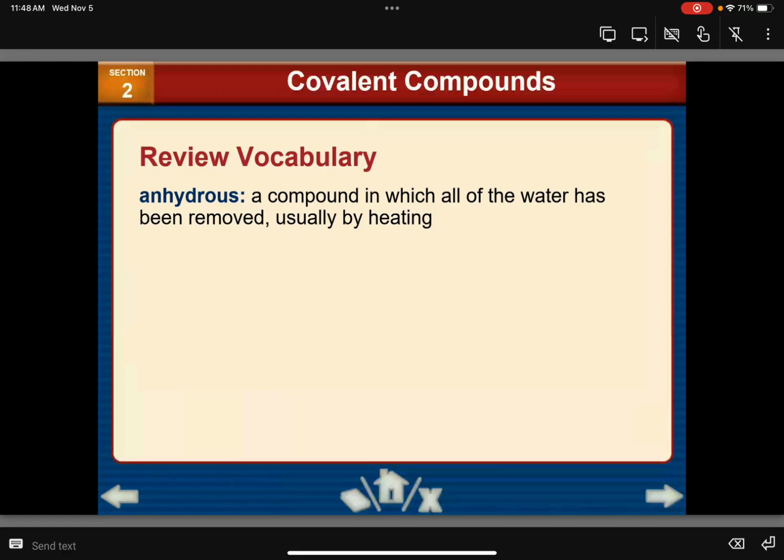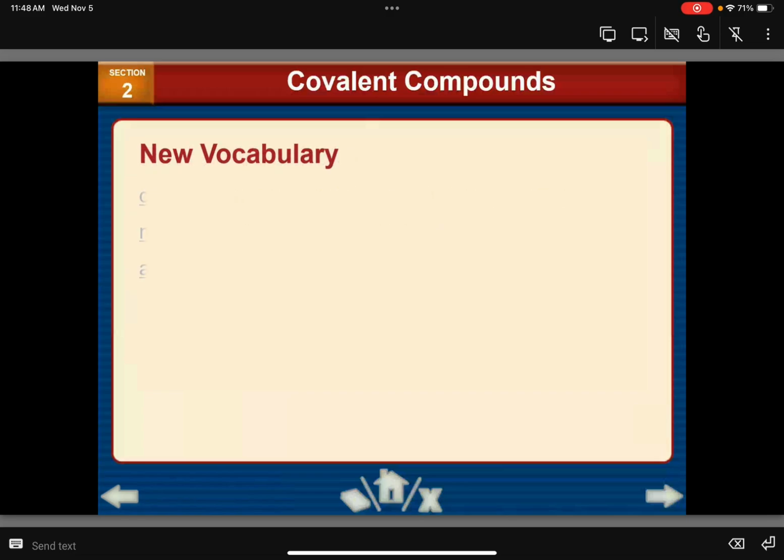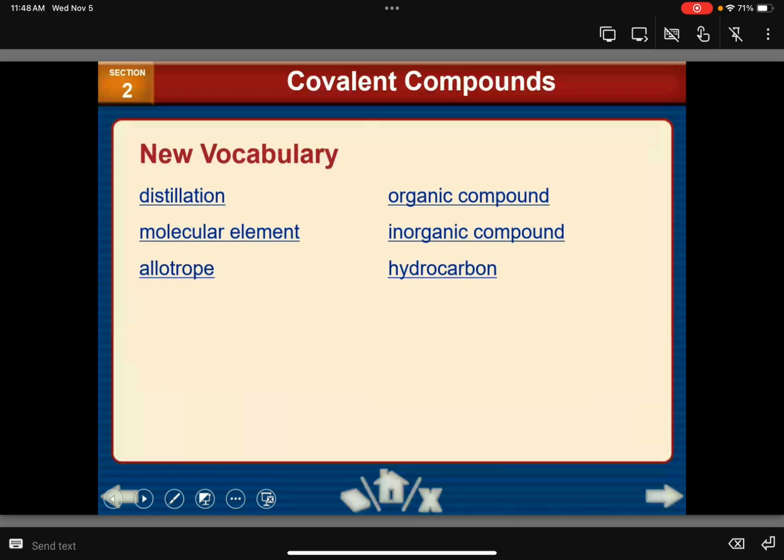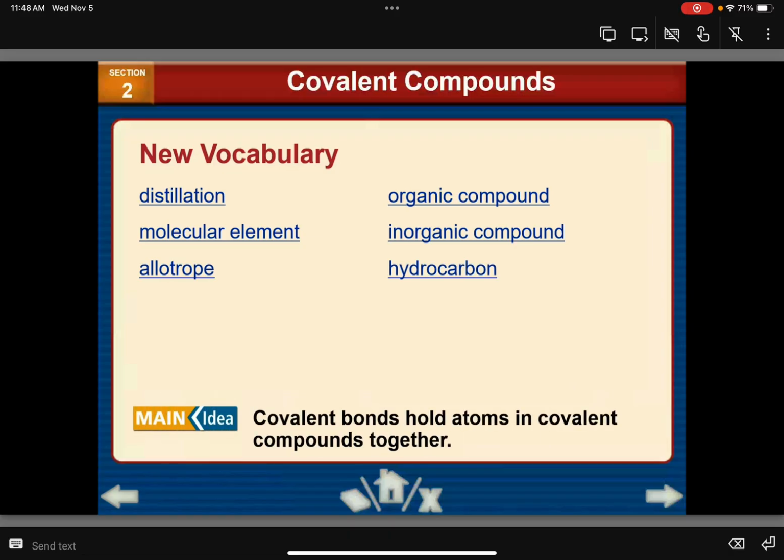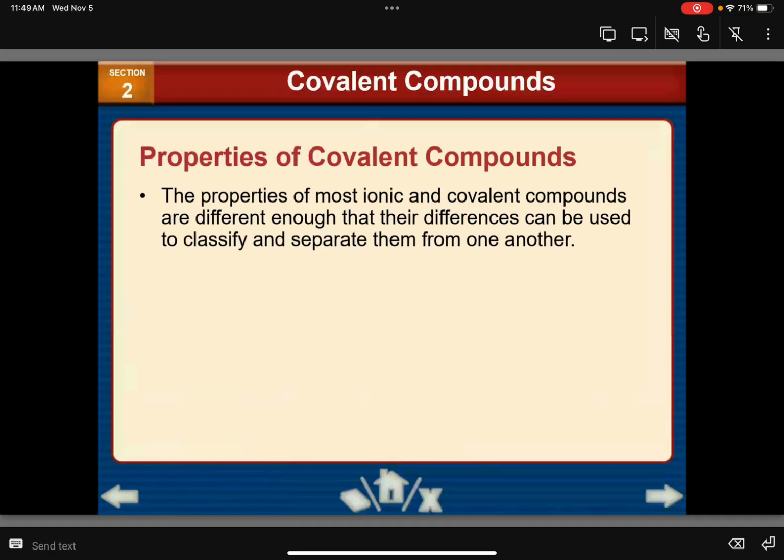Review of vocabulary. In the last lesson we did anhydrous, which is a compound in which all the water has been removed, usually from the heating process. New vocabulary: distillation, molecular element, allotrope, organic compound, inorganic compound, and hydrocarbon. Our main idea is that covalent bonds will hold atoms in a covalent compound together. So that is through the sharing of electrons versus something having a charge on it.